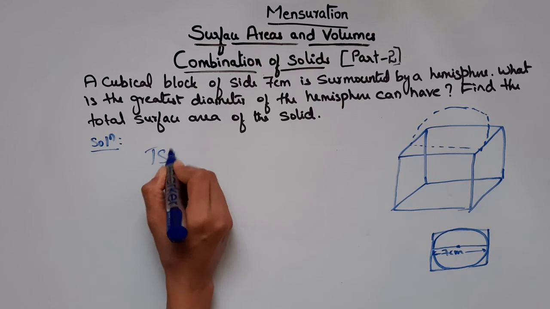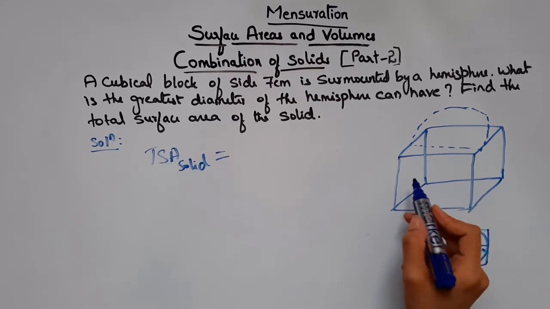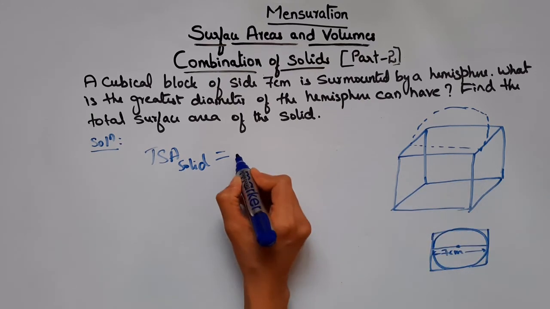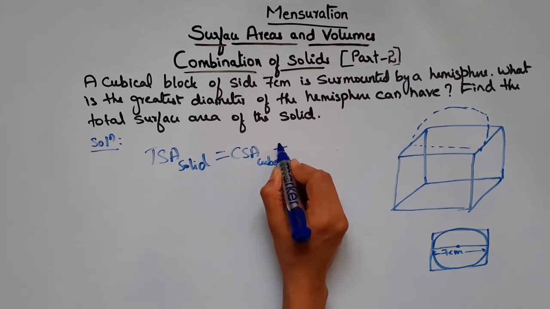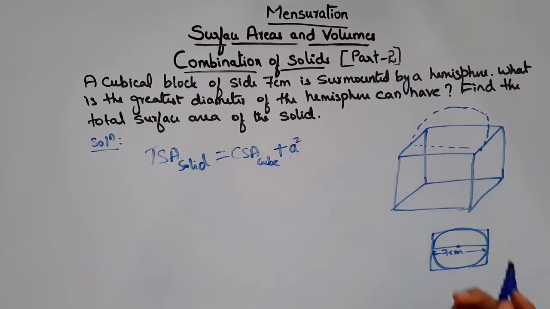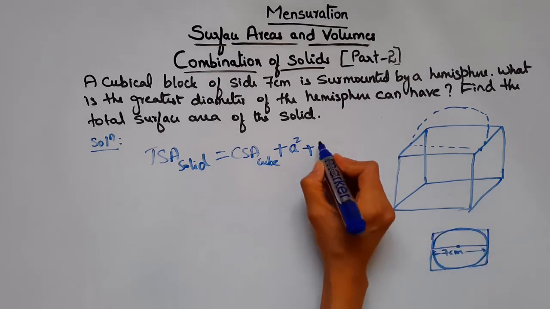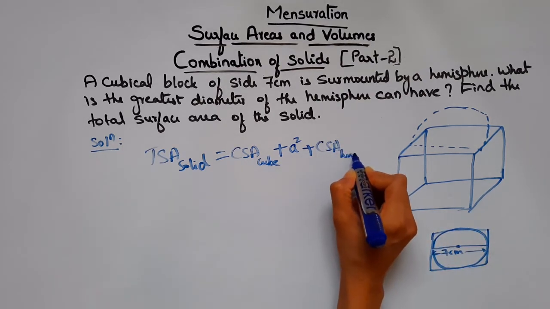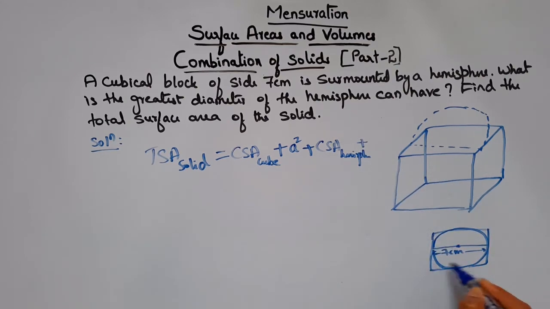So the total surface area of the solid is equal to, now what all surfaces can you see? There is the curved surface area of the cube, right? So the curved surface area of the cube, plus this base, the area of the base, which is a square of this cube, right? Plus, now if you see from the top, you can see the top like this. So we have the curved surface area of the hemisphere, right? So the curved surface area of the hemisphere, plus, you can also see this part here, right?